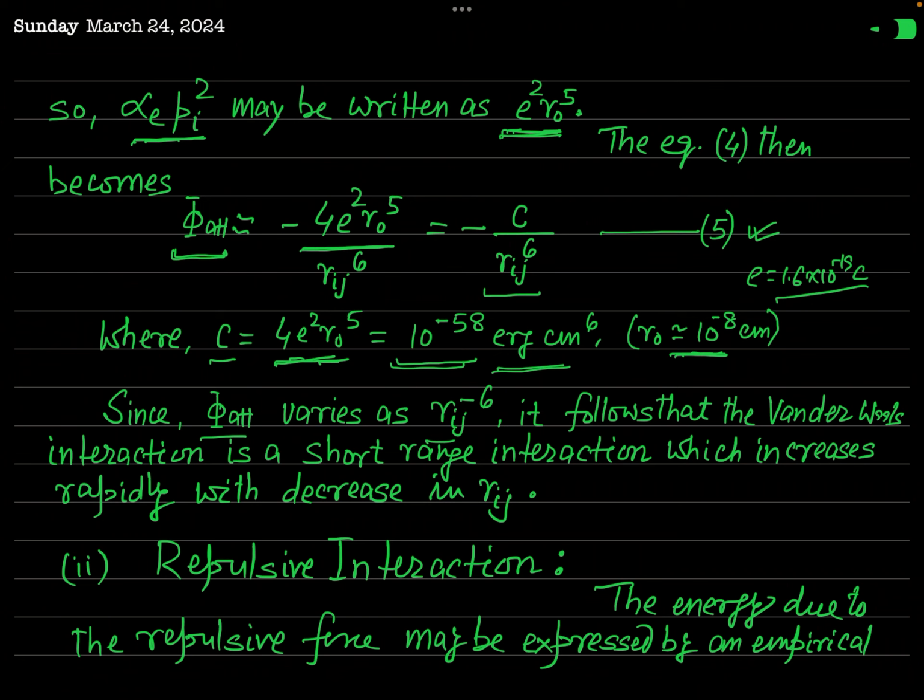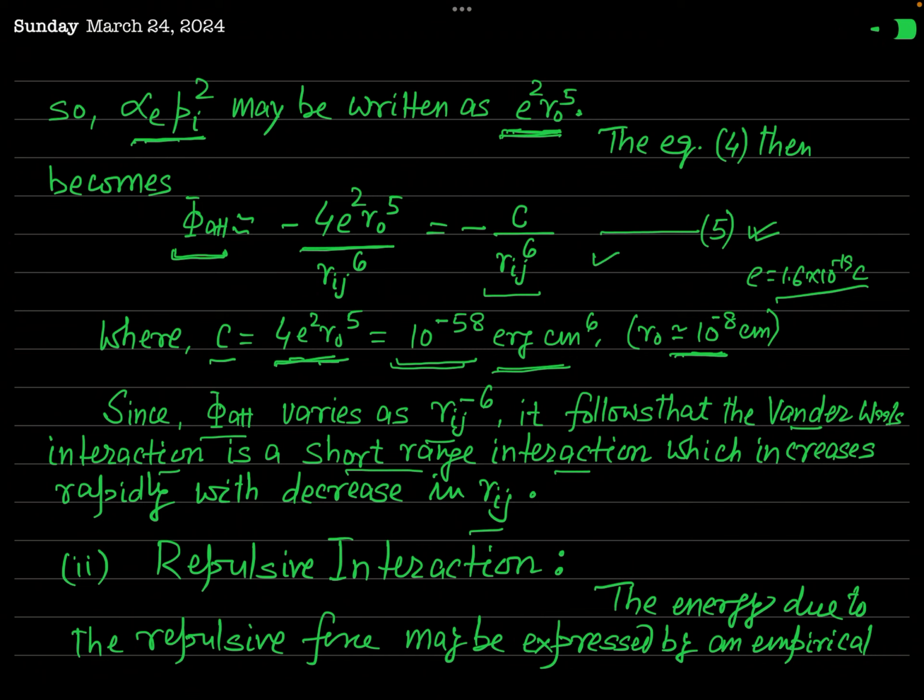Okay? So this van der Waals interaction is a short range interaction. You can say that the van der Waals interaction, or you can also call it London interaction, is a short range interaction, which increases rapidly with decrease in Rij. So in this way we have considered the first interaction, called van der Waals interaction, taking place between the two atoms of a molecular crystal, and we have obtained what will be the interaction energy.